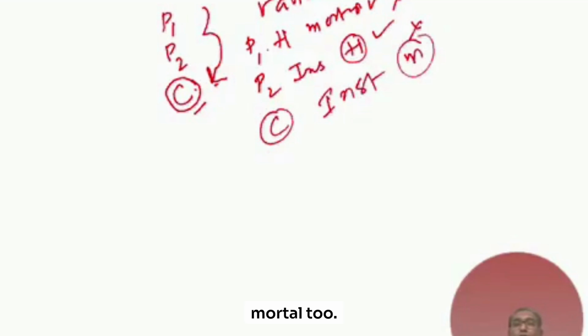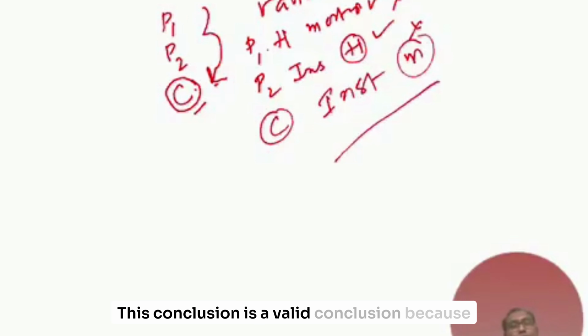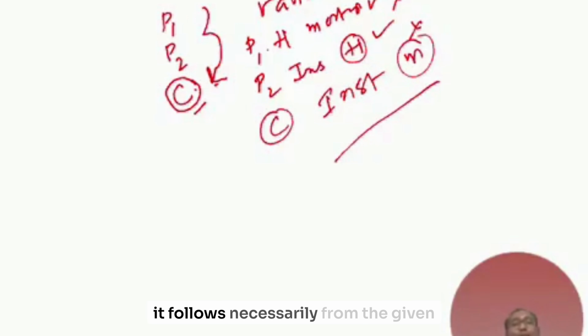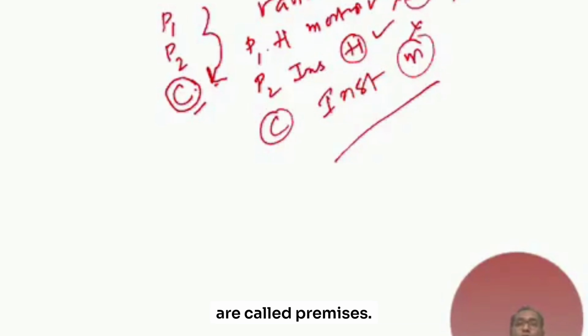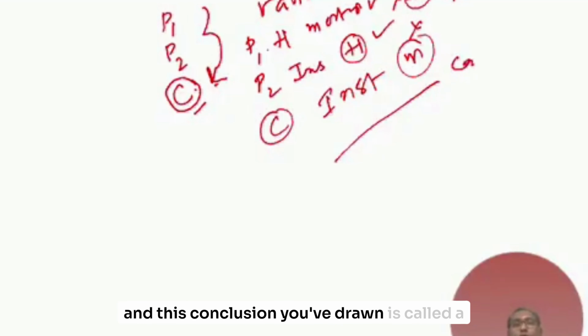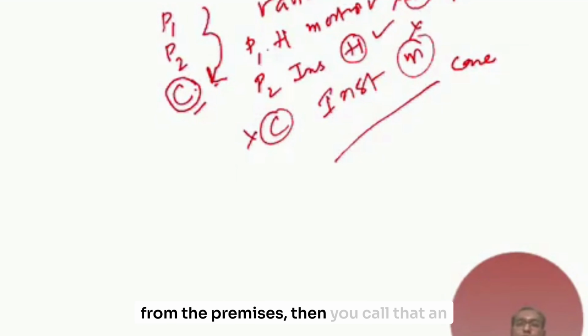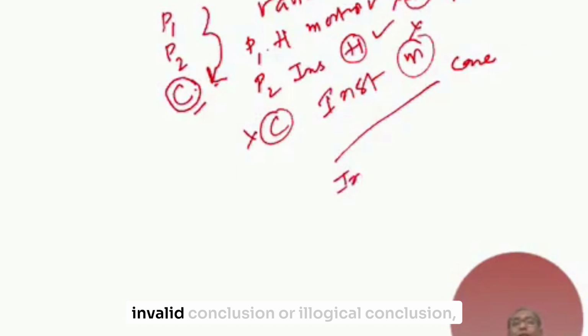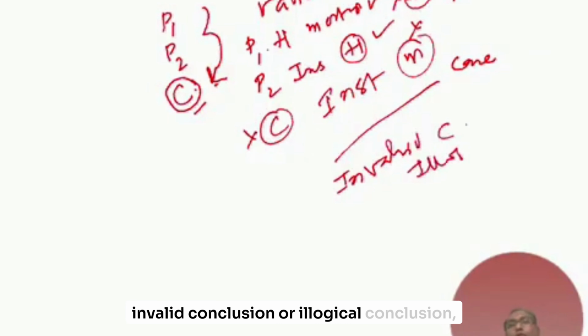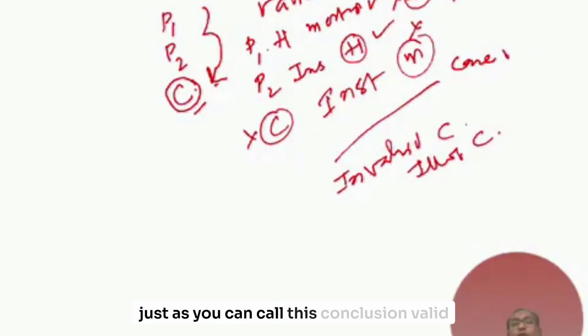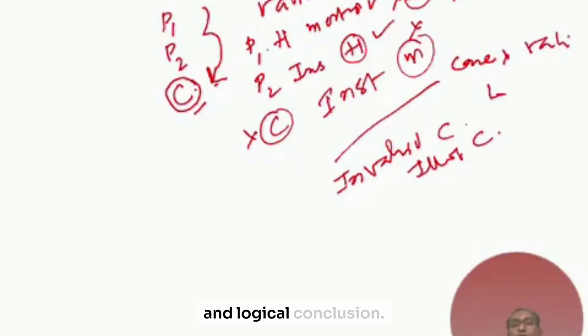And that would be that the instructor is mortal too. This conclusion is a valid conclusion because it follows necessarily from the given information. These two earlier statements are called premises, and this conclusion you've drawn is called a valid conclusion. If the conclusion does not necessarily follow from the premises, then you call that an invalid conclusion or illogical conclusion, just as you can call this conclusion valid and logical.